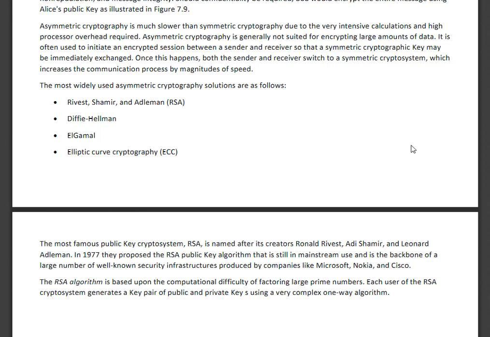So hopefully this gives you a little bit better understanding of the difference between asymmetrical and symmetrical cryptography and where we use it. Thank you very much.